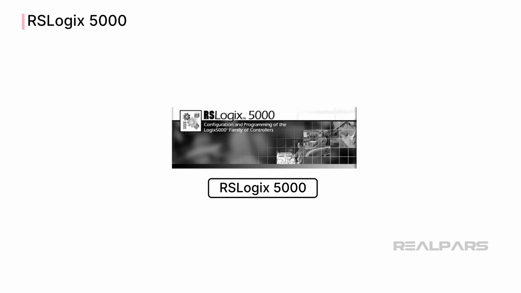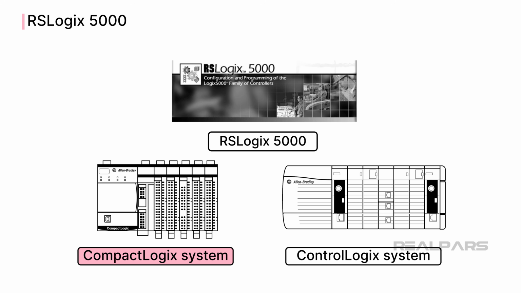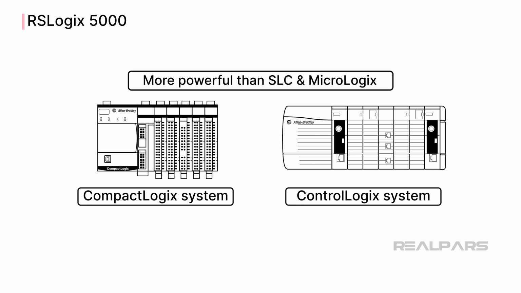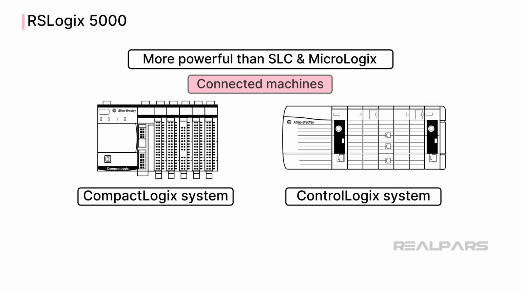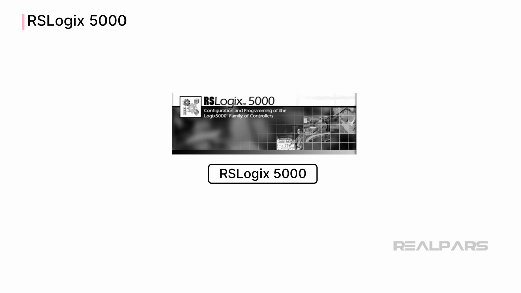RSLogix 5000 was Rockwell Automation's next-generation programming environment for its next-generation PLCs. RSLogix 5000 is used to program Allen-Bradley CompactLogix and ControlLogix PLCs, up to firmware version 20. These are more powerful PLCs than SLC and MicroLogix PLCs that are used to control connected machines and large processes. RSLogix 5000 is a more full-featured programming environment than RSLogix 500.